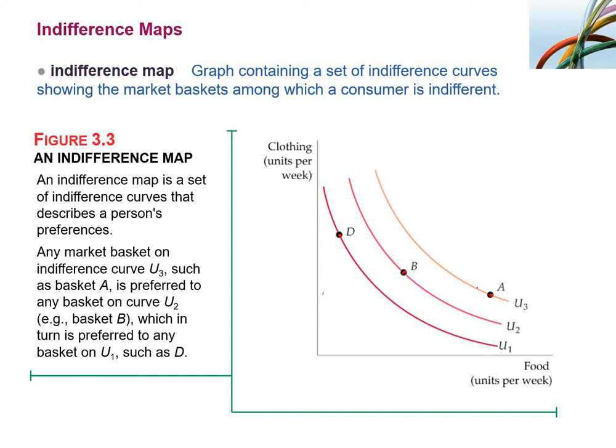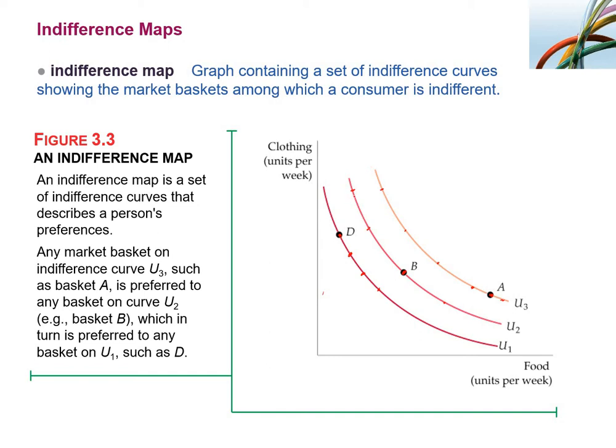So any market basket which is given preference over another market basket is the one which is giving more satisfaction to a consumer. So any point on indifference curve U1 is less preferable than any point available on U2, and any point on indifference curve U3 is giving more preference to the consumer. This is the concept of indifference curve.